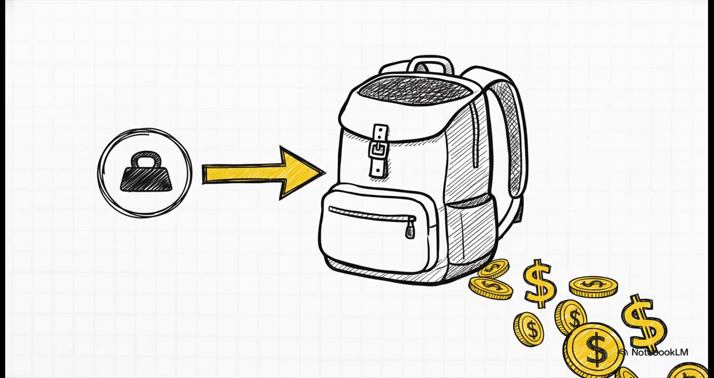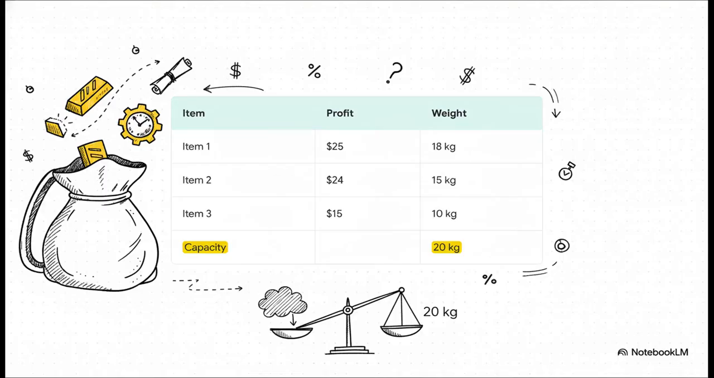Okay, let's get specific. Your knapsack can hold exactly 20 kilograms, not an ounce more. And your one and only goal? Maximize the total dollar value of what you carry out. Simple enough, right? So, what are our options? Here are the goods. Item 1 is the big prize, right? A cool $25. But man, it's heavy at 18 kilos. Then there's item 2, worth $24 and weighing 15 kilos. And finally, item 3, worth $15 at a lighter 10 kilos.